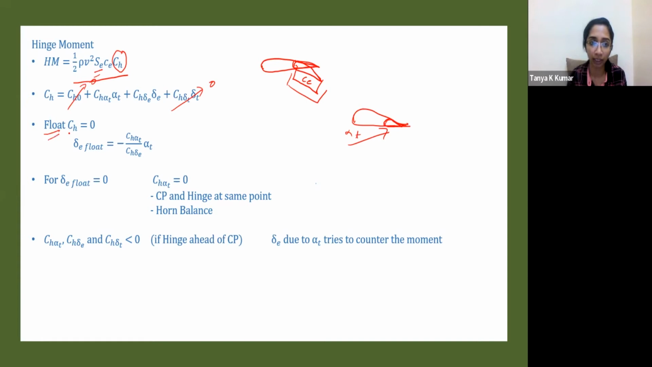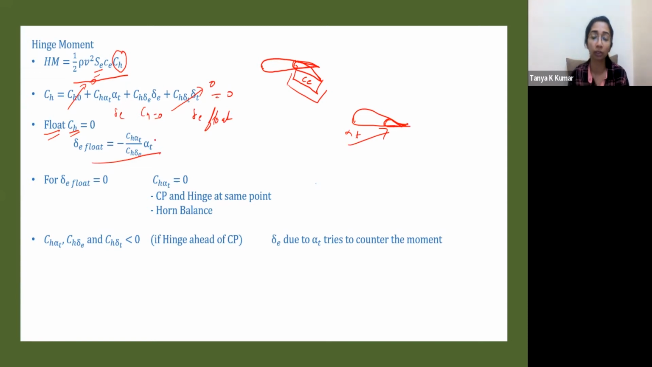Float is when your hinge moment coefficient CH is 0. So equating this to 0, you can find out the delta E float. So the delta E at CH equal to 0 is the delta E float, which is given by this equation, right? Now your CH alpha T and CH delta E.